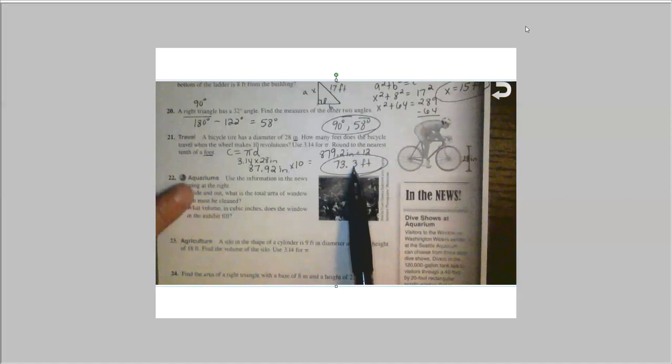So I had to know that I was looking for the circumference. Circumference is pi times diameter, 3.14 times 28. And then I want 10 turns of that wheel to see how many feet that bicycle will travel. So that gave me 879.2 inches. And then lastly, I divided by 12 to convert inches into feet. So make sure to give your answer in the measurement that's asked of you on the problem.